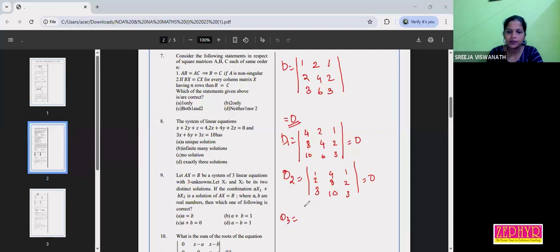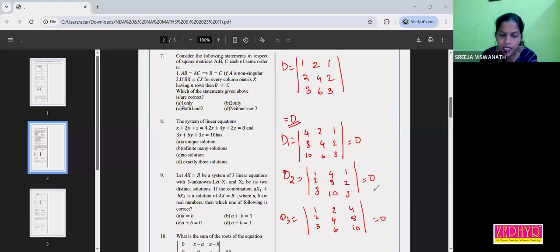D3: 1, 2, 3, 2, 4, 6, 4, 8, 10. The second column is a multiple of the first column. The columns are multiples of each other, right? So that is also 0.